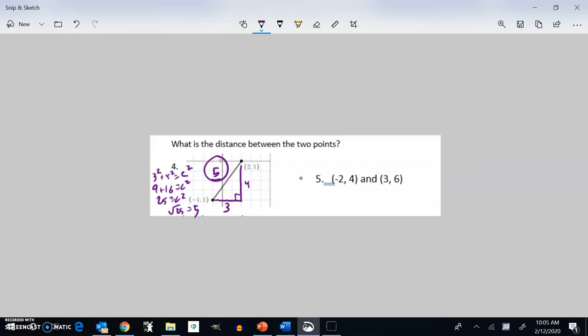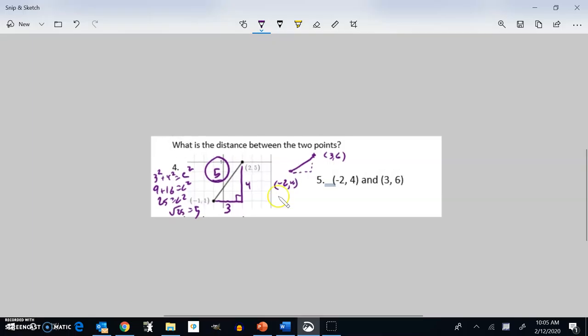All right. I can do similar thinking here for 5. I could sketch it out. Like, this is the point -2, 4, and then it goes over to 3 and up 6, and this is the point 3, 6. And if I want to know that distance right there, I need those lengths. Notice this length that's right here, that's the change in x, -2 to 3. So I can get there by going 3 minus -2, or if I just sketch it out, I can count that it's 5.